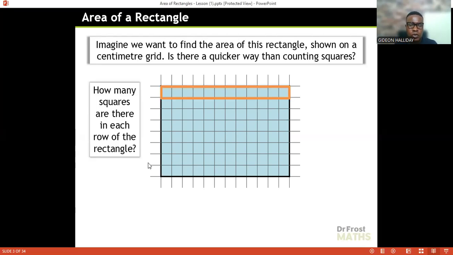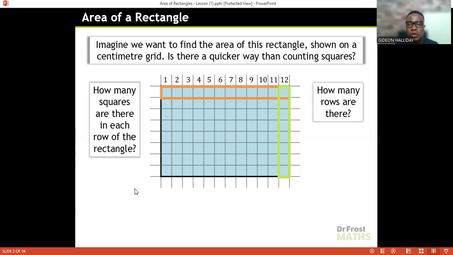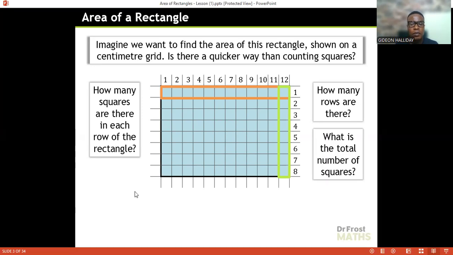All right, so how many squares are on each row? We see that's 12. 12 squares on each row. And then how many rows are there? 8. See that? 8. Now, what's the total number of squares? That would be 8 times 12.